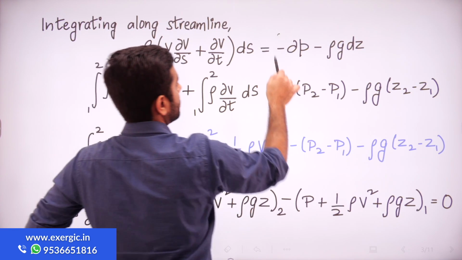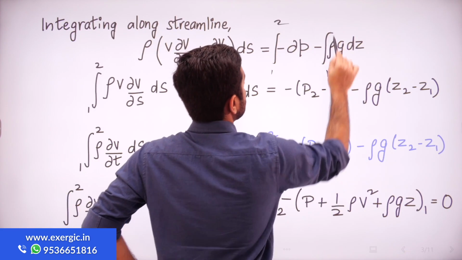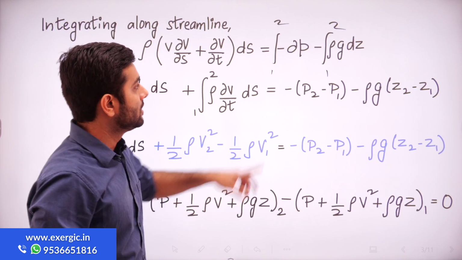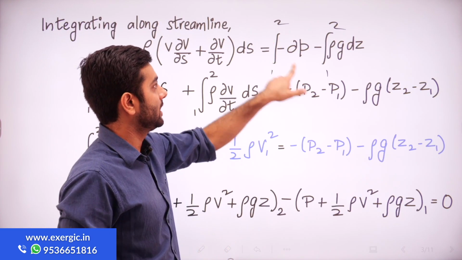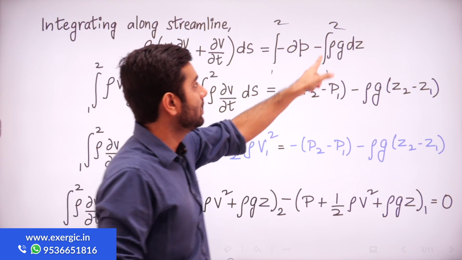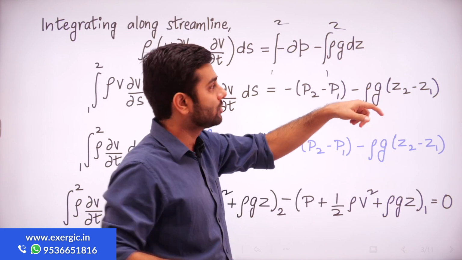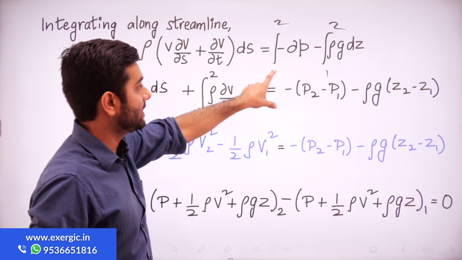This integration, what is it going to give you from 1 to 2? Please note it is with a minus sign, right? So dp is going to integrate to p, which will become p2 minus p1, and since you have a minus sign here, I have put that. Similarly, here also minus sign is coming. Rho g is a constant, density is a constant. So integration of dz will be z2 minus z1. This is the right side expression.